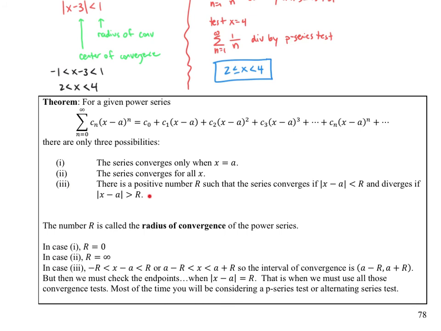The third option is the most common, and that's where you have some sort of value r, which we call the radius, and the interval is going to be convergent from the center out to the edge of the radius on either side of the center. If you're beyond the radius, then it will diverge.